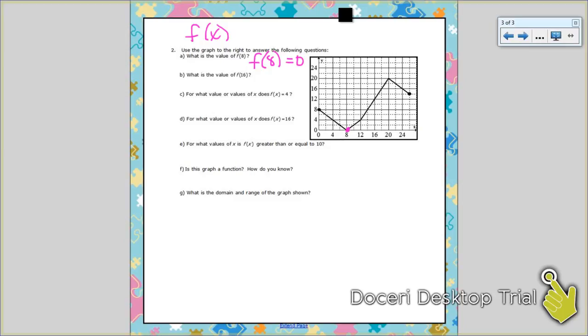The next one asks for f of 16. Same thing, go to where x is 16. It meets the graph right here. And if you look over on your y-axis, f of 16 equals 12.